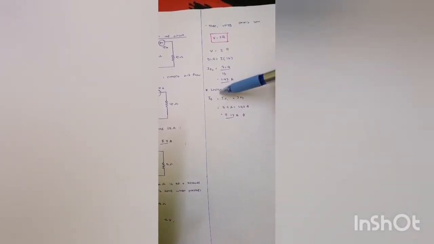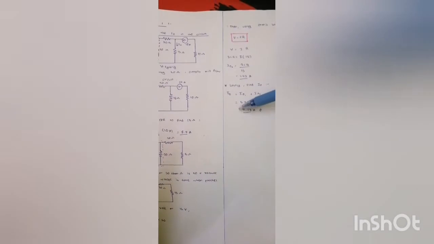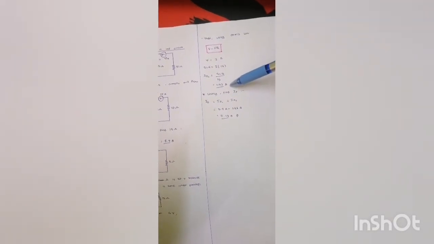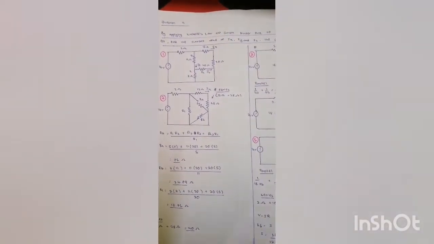And lastly, find I naught. I naught equals I naught 1 plus I naught 2. We will get 5.7 ampere plus 1.43 ampere equals 7.13 ampere. To get this, just sum this and this. End of question 1. Okay, and then we go for question 11.